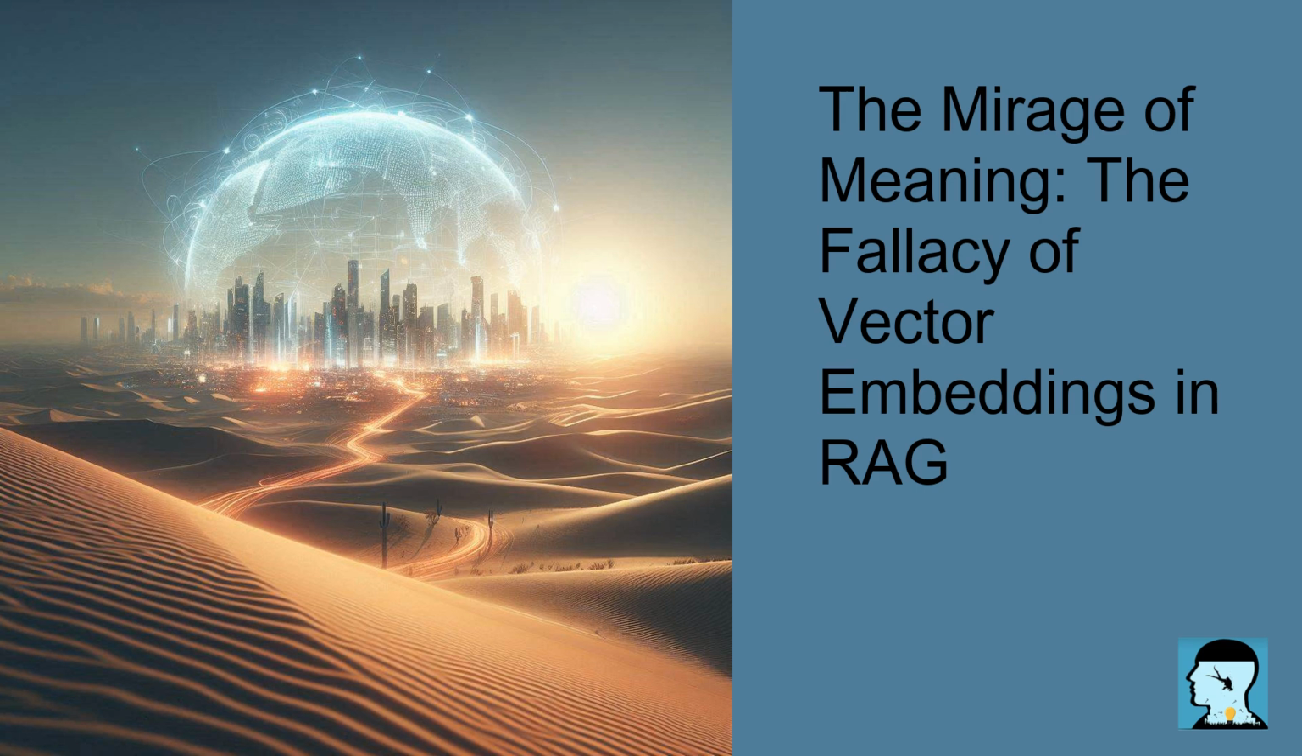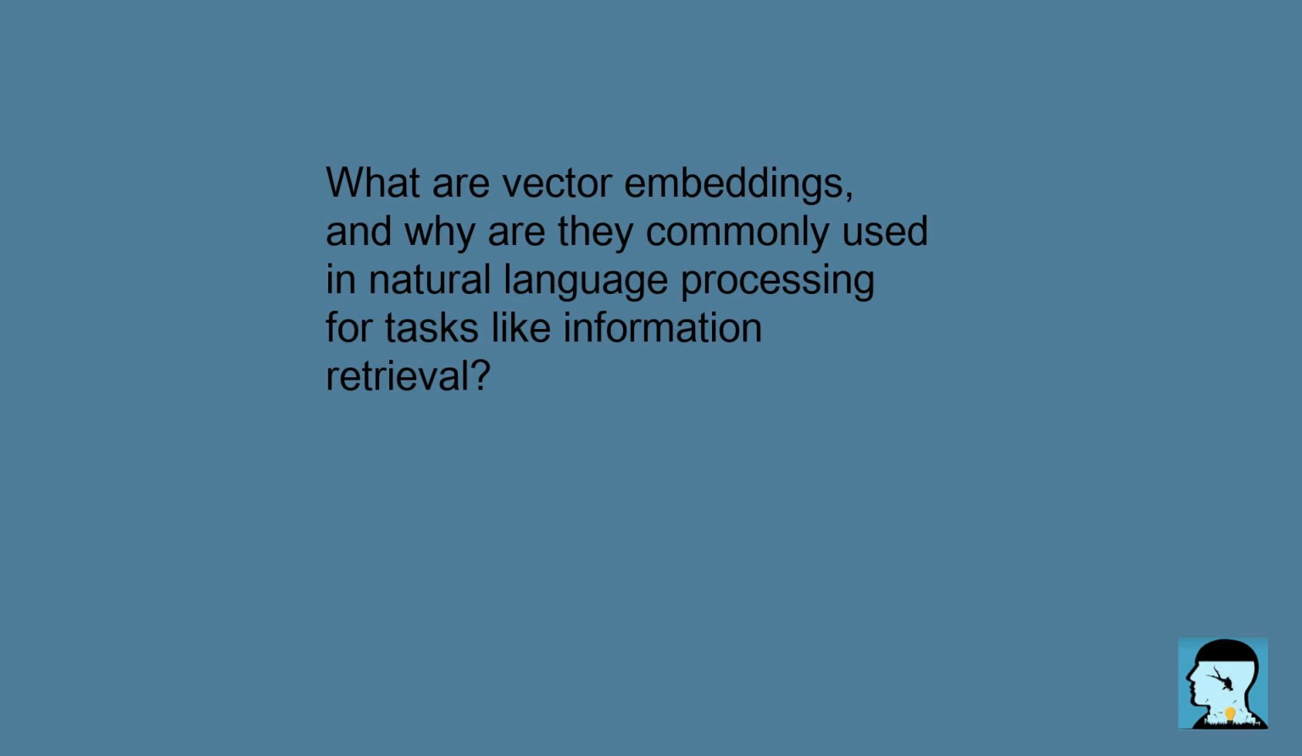Today we'll delve into vector embeddings and their impact on natural language processing. We'll explore their limitations and discuss alternatives for more accurate information retrieval. What are vector embeddings? And why are they commonly used in natural language processing for tasks like information retrieval?